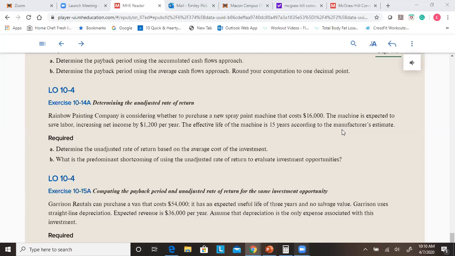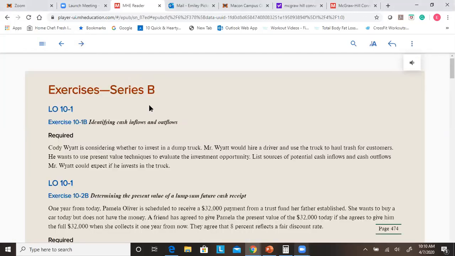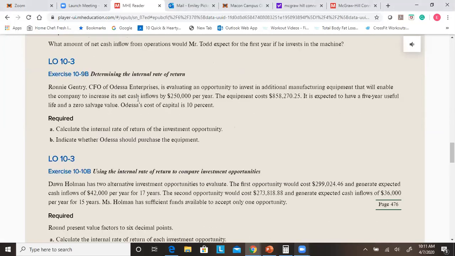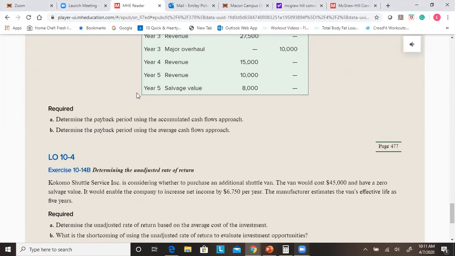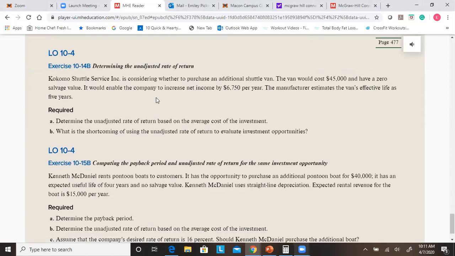So shortcomings, it does not consider time value of money. That's the major shortcoming in this. I'm going to have you try one just for fun. It's, again, pretty straightforward. Okay, so go ahead and try 14.